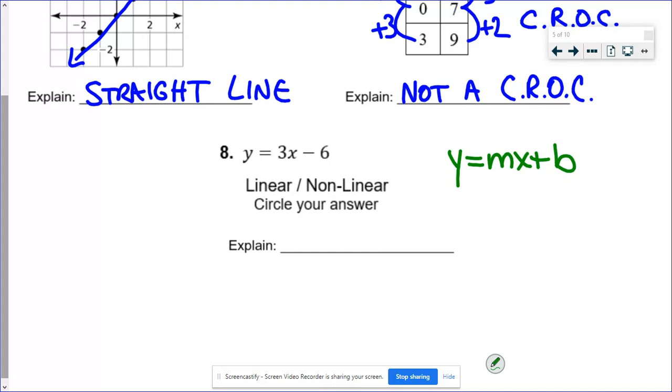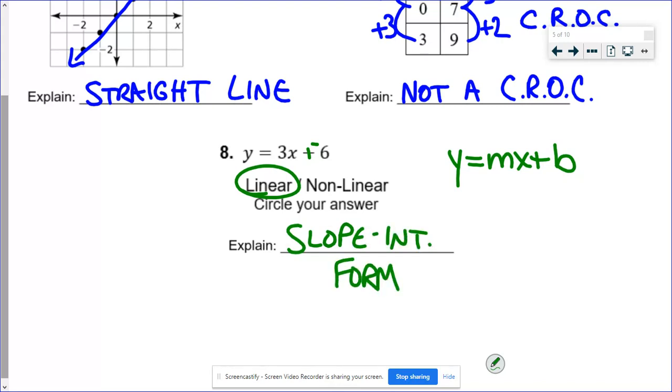And number 8 absolutely looks like slope-intercept form. So I know that it's got a minus instead of a plus, but hopefully you remember that that means that it could just be plus a negative. So this is linear because it's in slope-intercept form. Okay.